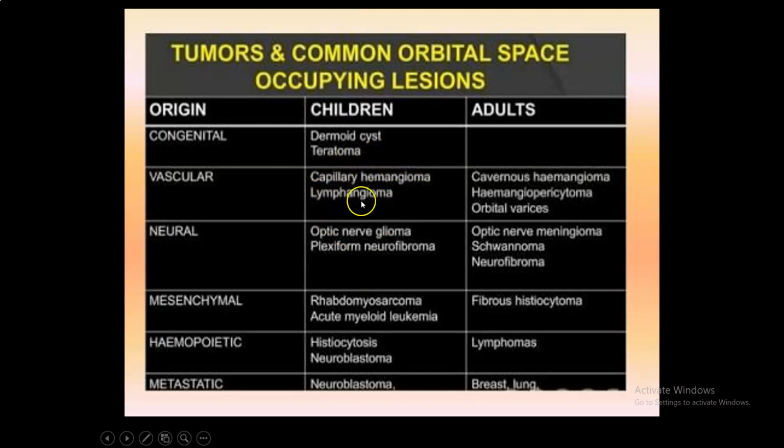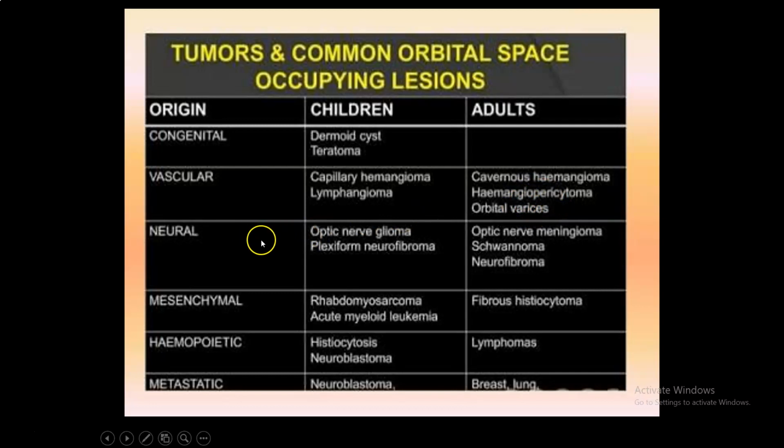And the lymphangioma is a very special entity in children. Vascular, adults: cavernous hemangioma is a very common tumor. Hemangiopericytoma arising from the pericytes, which is the lining of the capillaries, and the orbital varices. Orbital varices, the proptosis changes with position, stooping forward or doing Valsalva maneuver, straining, you get protrusion of the eye. When you lie supine, it disappears. Very rare entity called varices.